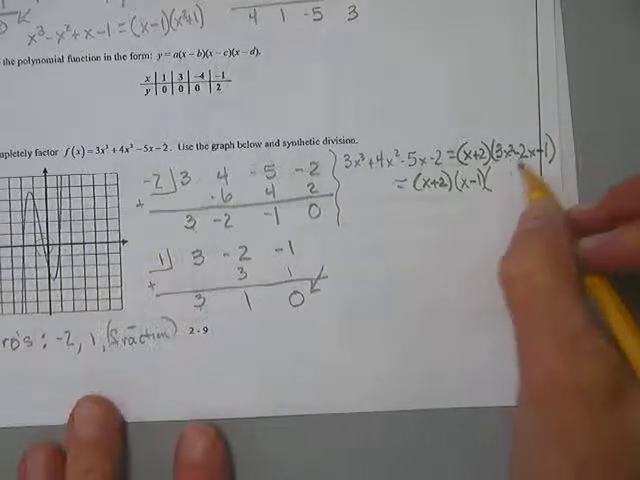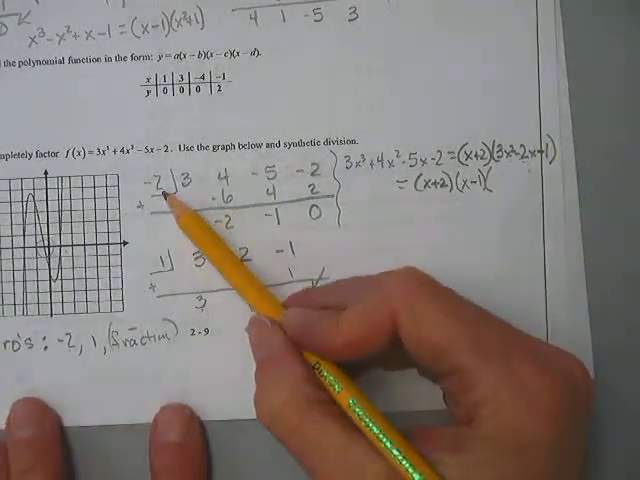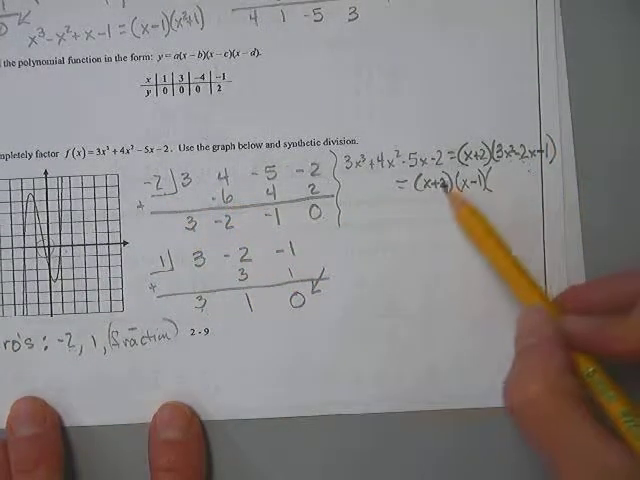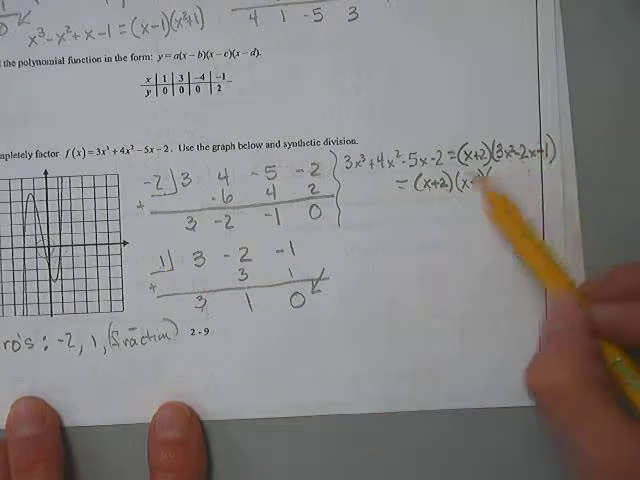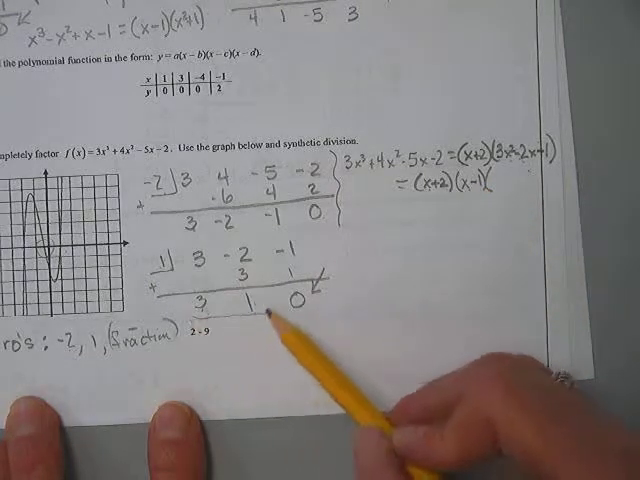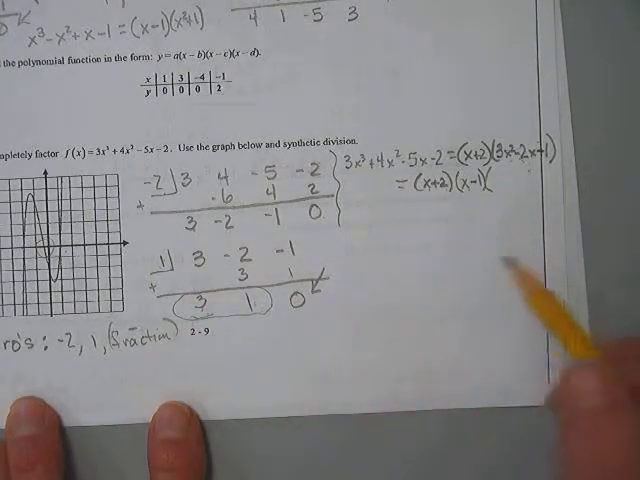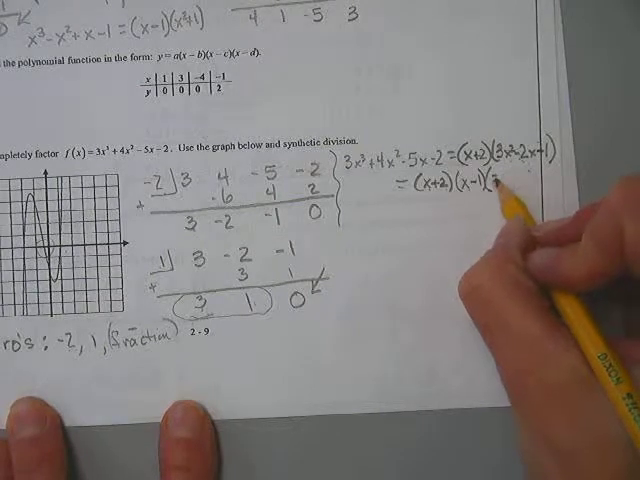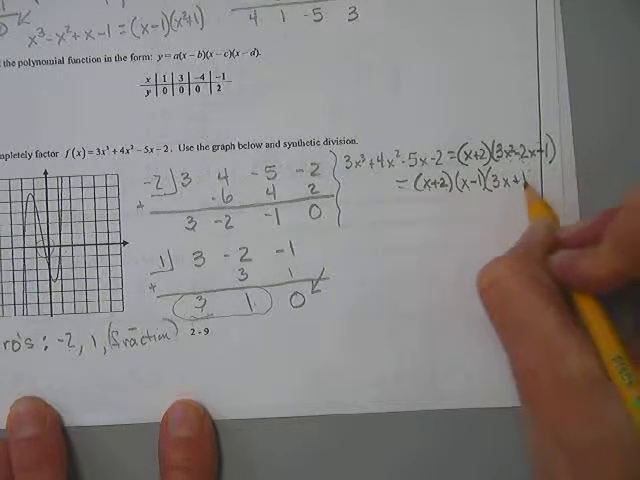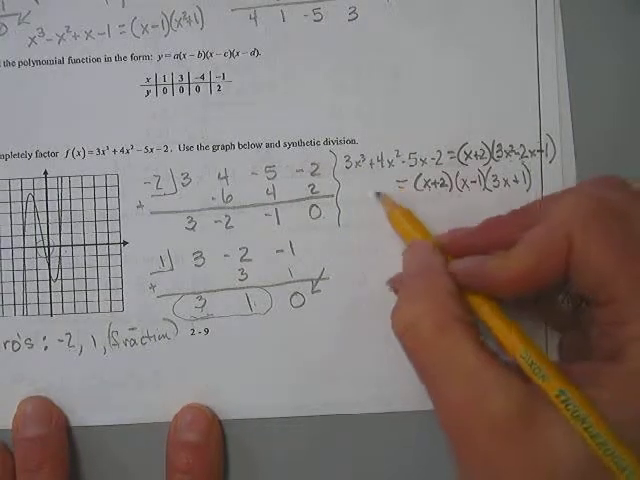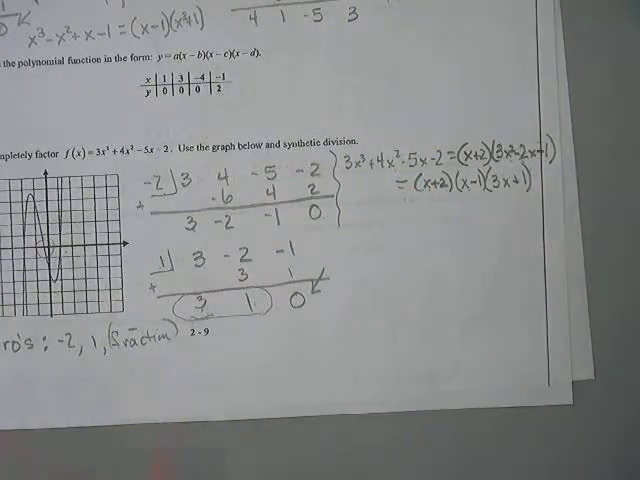Negative 2 went in evenly, so I have x plus 2 as a factor. 1 went in the leftover stuff evenly, so that's x minus 1. What do I have left over? 3 and 1. 3 what? Oh, geez. 3x plus 1. I have now fully factored that function. Does that make sense? Wait, what about the other 0?